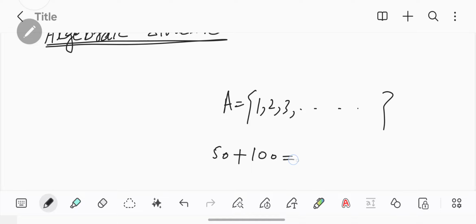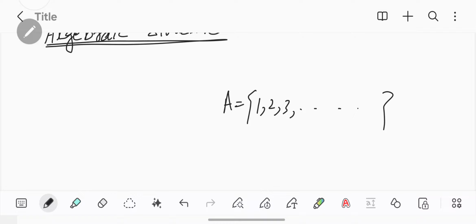For example, if you take A is equal to 1, 2, 3 and so on, and it keeps on going up to infinity, then what will happen? If you add any two numbers from this set, let's say you take 50 and you add, for example, 100, then you will get 150. And this 150 is here because these elements keep on going. They will never end. So that means this binary operation addition is defined on this set, right?